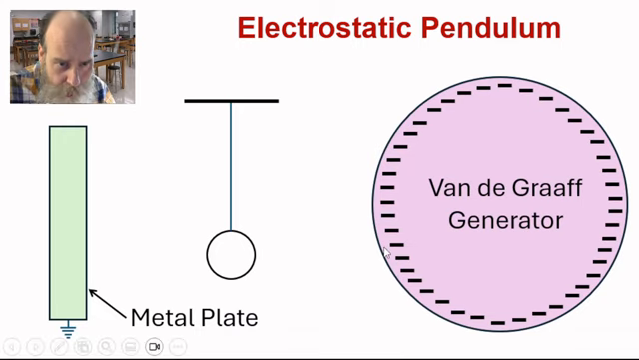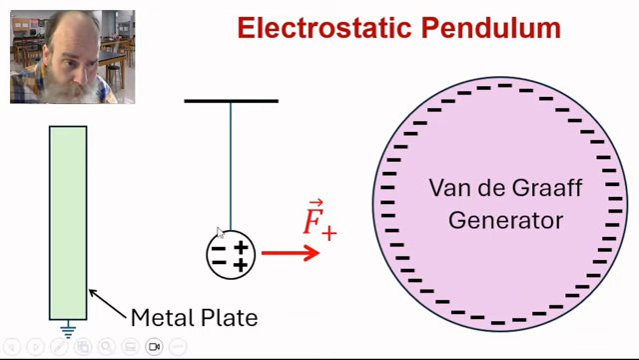The negative charges on the generator will repel the electrons in the metal ball. The result is that some of the electrons in the metal ball will move to the left side of the ball, leaving positive charges on the right side. This is called polarization. The positive charges on the right side of the metal ball will be attracted to the Van de Graaff generator. As shown here, there's a force of attraction.